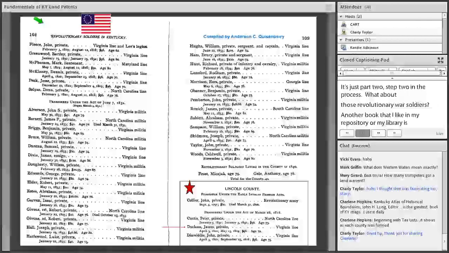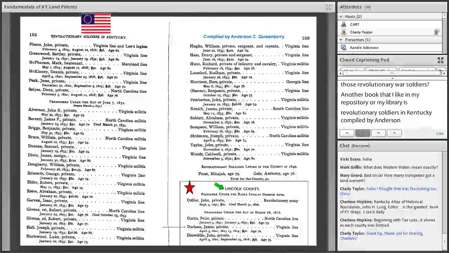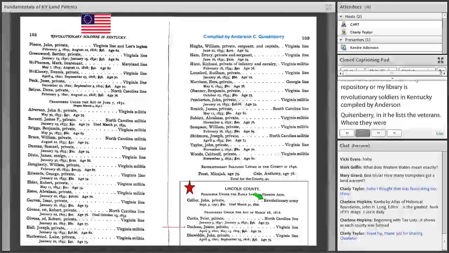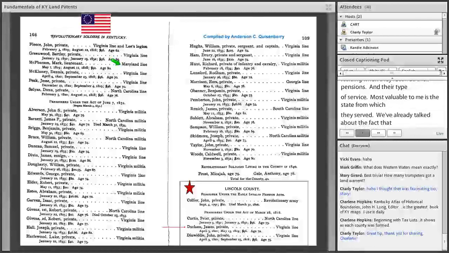In it, he lists the veterans, where they were residing when they received their pensions, and their type of service. Most valuable to me is the state from which they served. Now, we've already talked about the fact that a Maryland soldier could not use a bounty land warrant within Lincoln County to patent land. He wasn't a Virginia soldier. We have also seen that a Virginia soldier could patent land in Kentucky, but he could not use it to patent in Lincoln County.